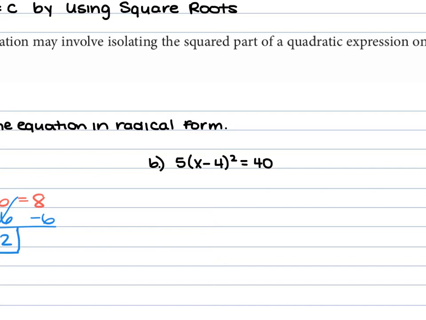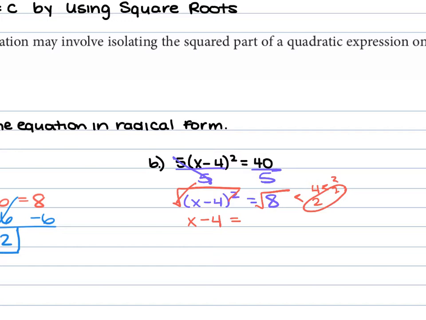For B, we have 5 times x minus 4 squared is equal to 40. So we're going to start by dividing each side by 5. So we're going to have x minus 4 squared is equal to 8. We take the square root of both sides. So that square root gets rid of the exponent. So it's just going to be x minus 4 is equal to plus or minus the square root of 8. You have 2 and 4. The 4 is 2 and 2. Your two 2's pair up. So that's plus or minus 2 square root 2. We move that 4 over by adding it to both sides.